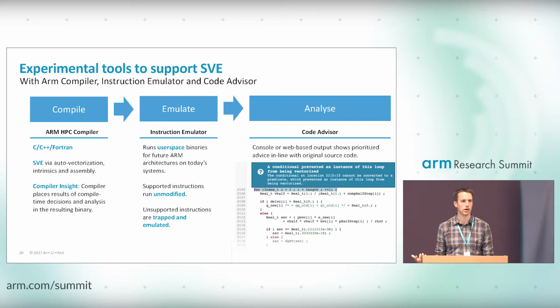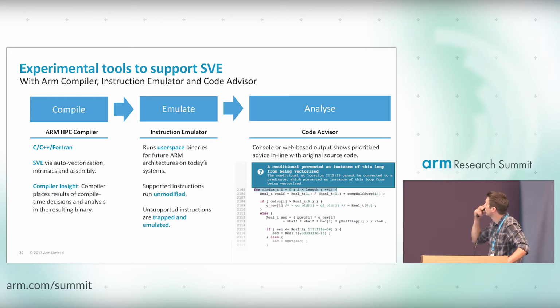So you can use our compiler to build a binary that includes SVE instructions. You can run it on your ARM system through ARM Instruction Emulator, and you'll get a functionally correct but not performance accurate run of the system as if you had SVE capabilities in hardware. And then at the far end here, we have a tool called Code Advisor.